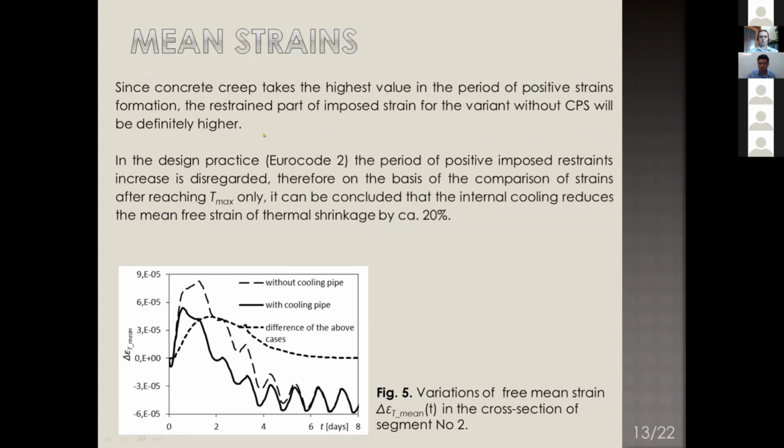Moreover, since concrete creep takes the highest value in the period of positive strains formation, the restrained part of imposed strains of the variant with cooling pipe system will be definitely higher. And in design practice, for instance according to Eurocode, the period of positive imposed strains increase is disregarded. Therefore, on the basis of the comparison of strains after reaching Tmax only, it can be concluded that the internal cooling reduces the mean free strain of thermal shrinkage about 20%.